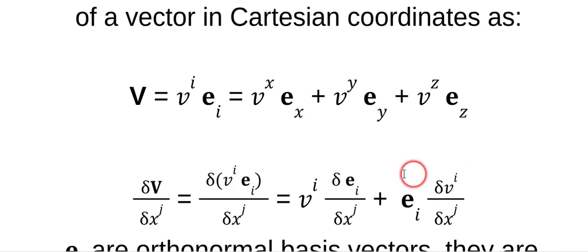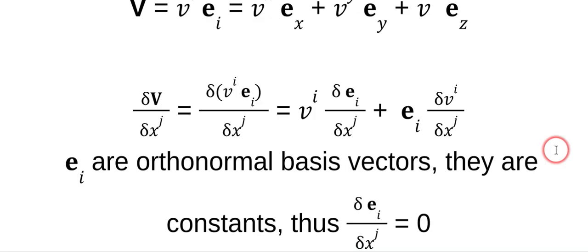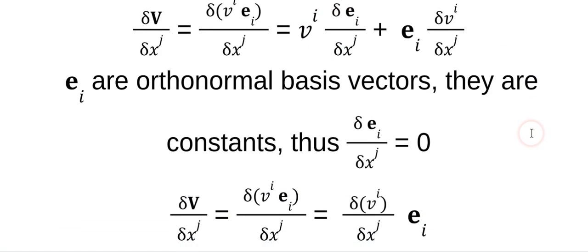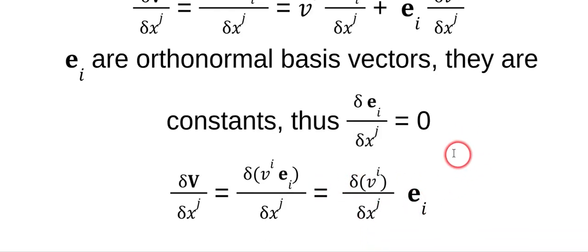Now, what is this? The partial derivative of a basis vector with respect to a coordinate. Well, these basis vectors are orthonormal vectors. They're constants. So what's the derivative of a constant? Zero. So this term drops out completely in Cartesian coordinates, and you're left with this expression, which is what you're used to seeing, right? The derivative of a vector with respect to a coordinate is equal to the partial derivative of its components with respect to that coordinate times the basis vectors. That's what you normally are used to seeing in vector calculus.